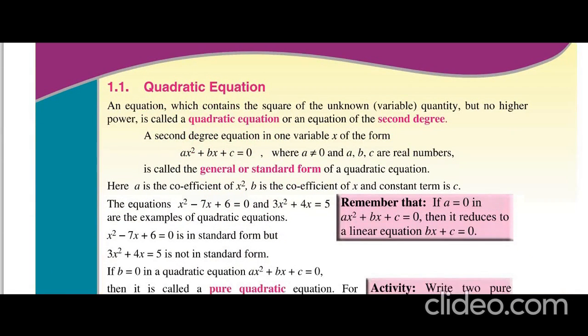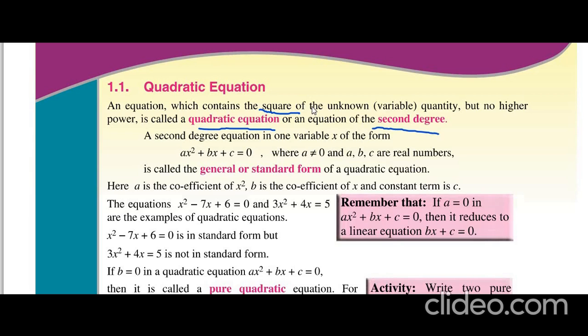Let's discuss what is a quadratic equation. Definition is: an equation which contains the square of an unknown variable or quantity but no higher power is called a quadratic equation or equation of second degree. That means that equation whose highest degree is 2, whose highest power is 2, is called a quadratic equation.